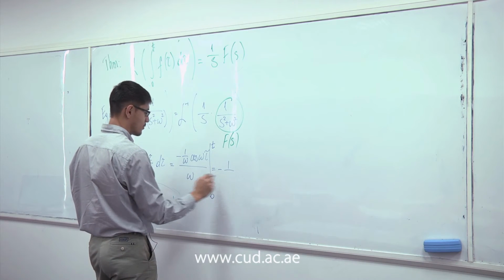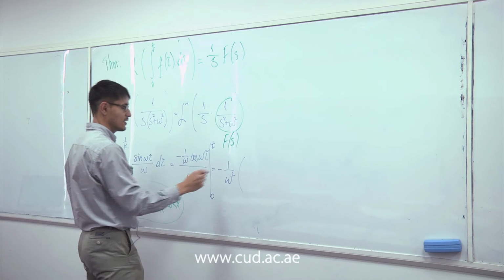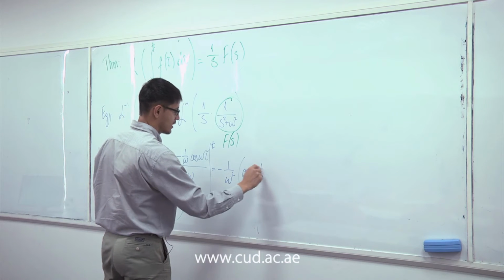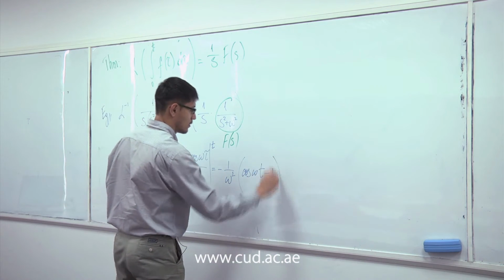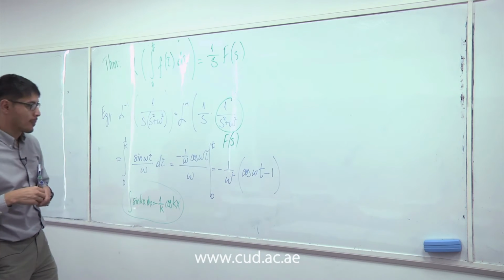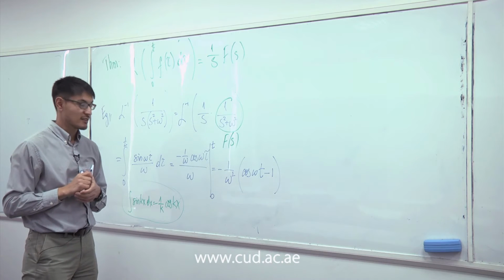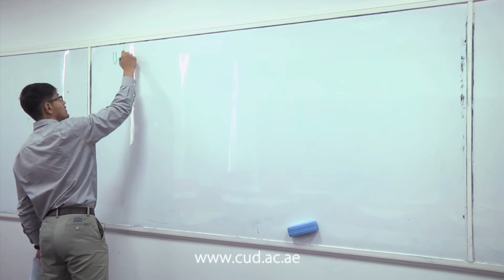1 over omega divided by omega is 1 over omega squared. If I plug in t, I'll get cosine omega t. And if I plug in 0, I'll get 1. Okay. So that's our inverse Laplace transform. So let me discuss the idea of a unit step function.